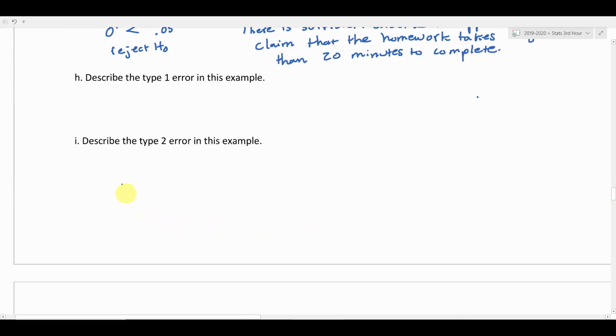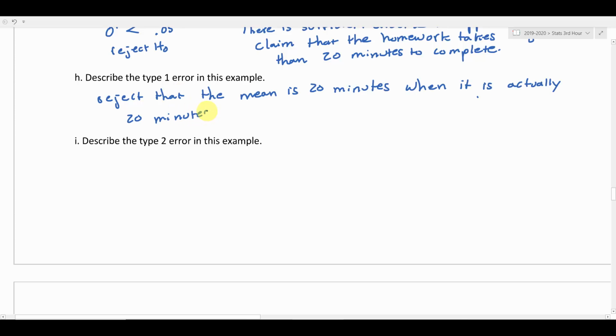All right, so in this case, a type 1 error is going to be rejecting that the mean is 20 minutes. So we're going to reject that the mean is 20 minutes when it is actually 20 minutes, right? So it's like rejecting the null hypothesis when the null hypothesis is true. That's the definition of a type 1 error. So in the context of this problem, what that means is we're rejecting that the mean is 20 minutes when it actually is 20 minutes. That would be a type 1 error in the context of this problem, right?